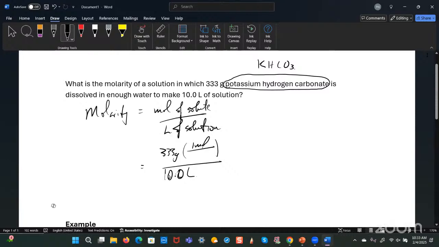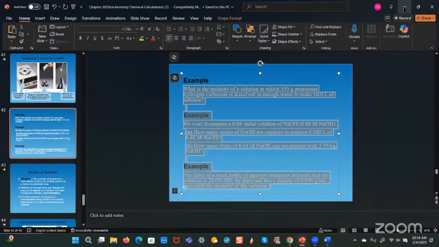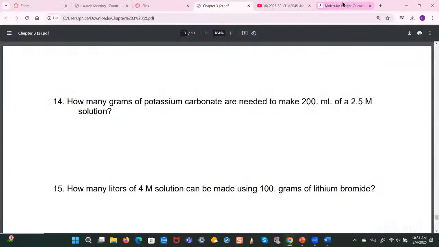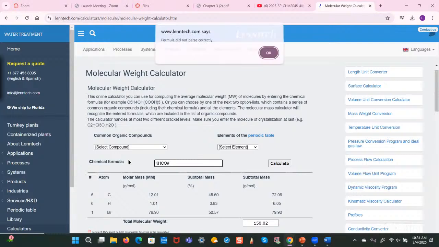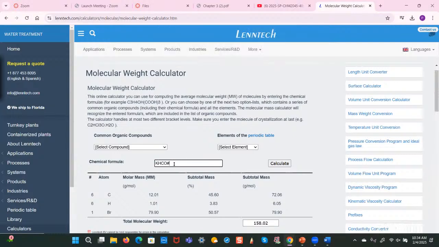So let me go to my calculator again. Okay, so KHCO3. And oops, I did something wrong again. Okay. This should be 3.